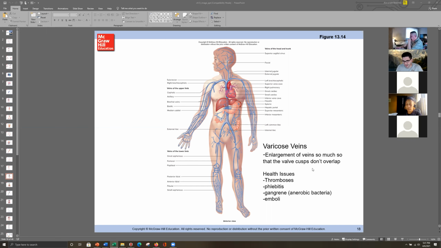So the cusps of the valves that prevent backflow don't have any ability to protect themselves and don't overlap. This can lead to clots developing because if blood ends up pooling or sitting around, then thromboses will form. You can also get inflamed vessels called phlebitis, which can trigger inflammatory responses. It can trigger activity in the complement system, a whole bunch of stuff. You can actually also develop infections like gangrene, which some of you may have heard of.